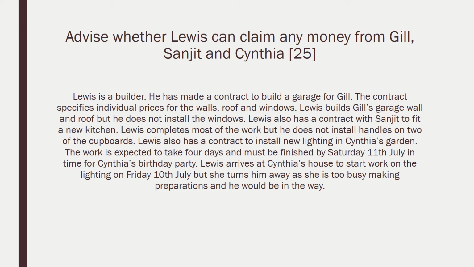So as always with OCR scenarios, there are often 2 or 3 issues, incidents to consider. So here we've got 3. So the best thing to do is to separate out the parts of the scenario. So the issue with Lewis in relation to Jill would be the first one, and then Lewis and Sanjit, and then Lewis and Cynthia. Okay, so please pause and see if you can identify what the issue is and whether Lewis can claim any money.